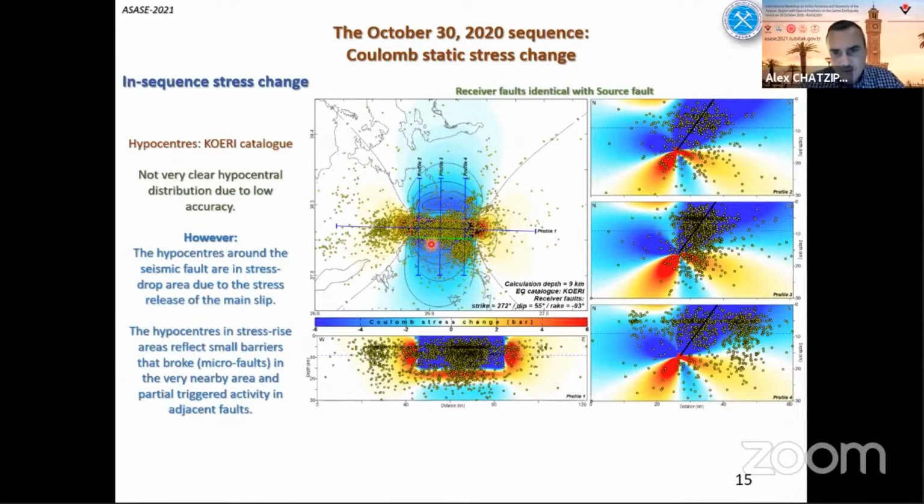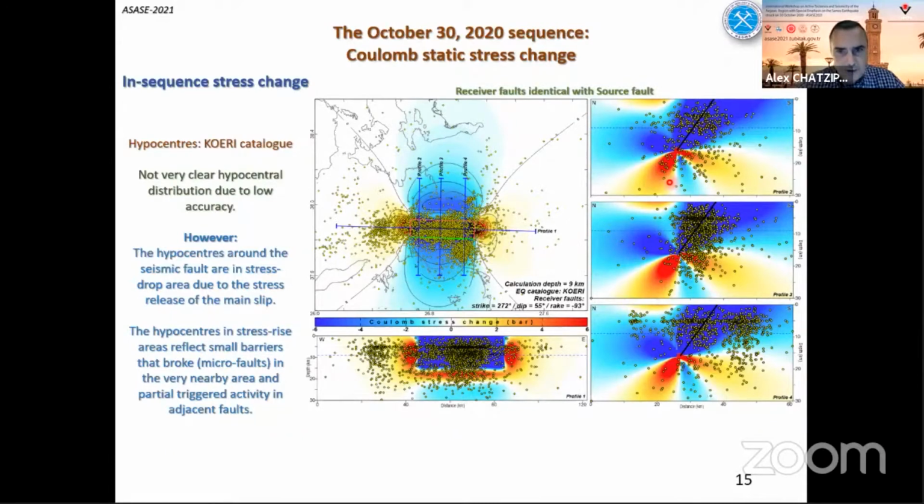In each of the figures that I'm going to show you, we have a longitudinal cross-section and cross-sections perpendicular to the fault. These three sections show the distribution of earthquake activity, of aftershock activity, and you see here that they are not very well defined with respect to the model fault. However, most of them are located in the stress drop area due to the stress release of the main slip, of the main shock.